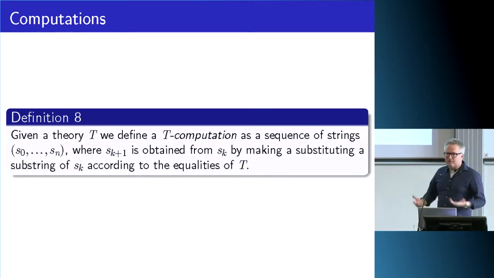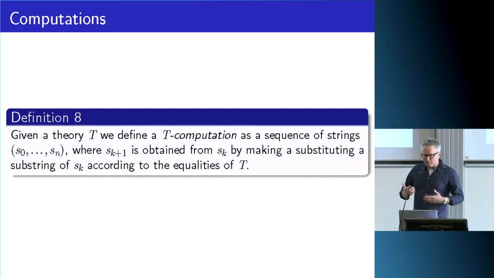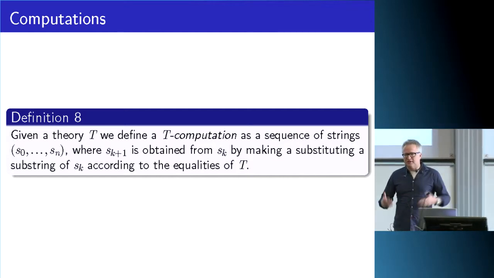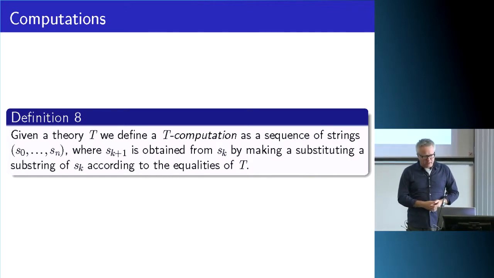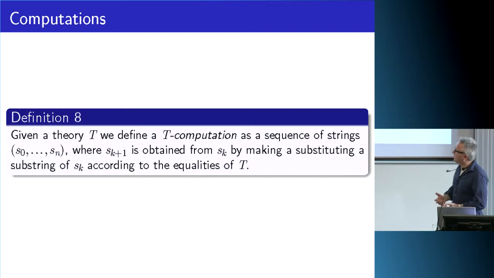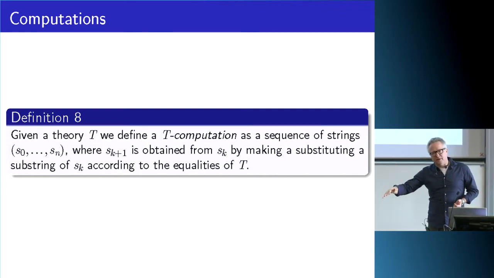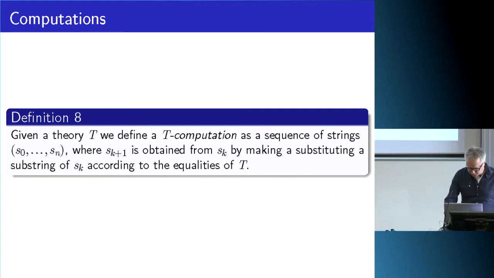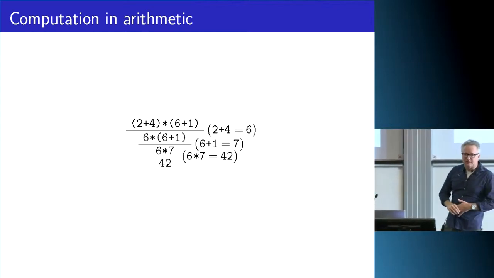And why do we introduce theories? Why do I introduce theories here? Because I want to introduce computations. We said that Alice uses computations, so we have to model that somehow. And she does that by using a sequence of strings. And those strings, one is obtained from the other by applying some axiom in the set. So I'll show you a few examples so that it will be clear.